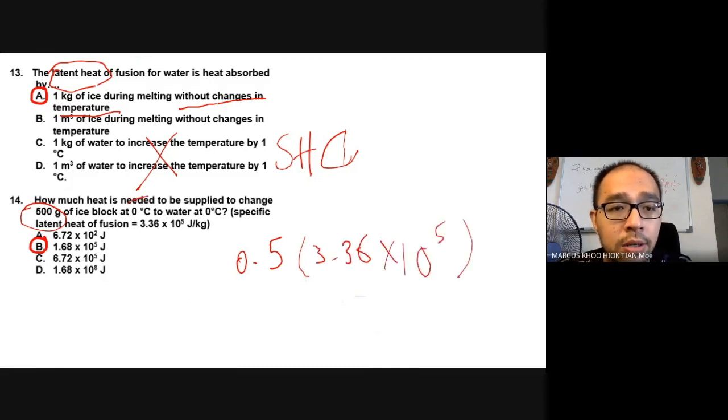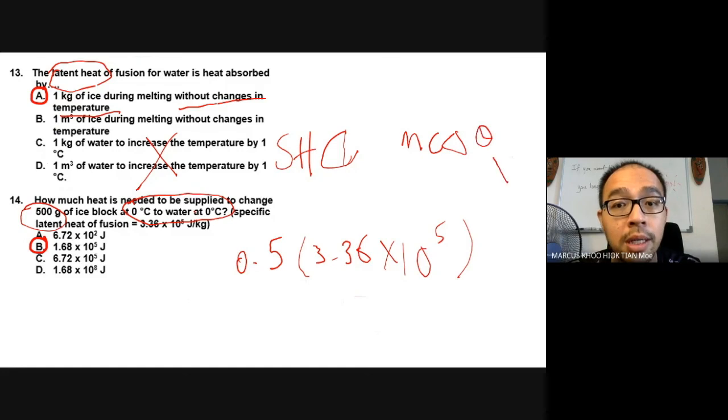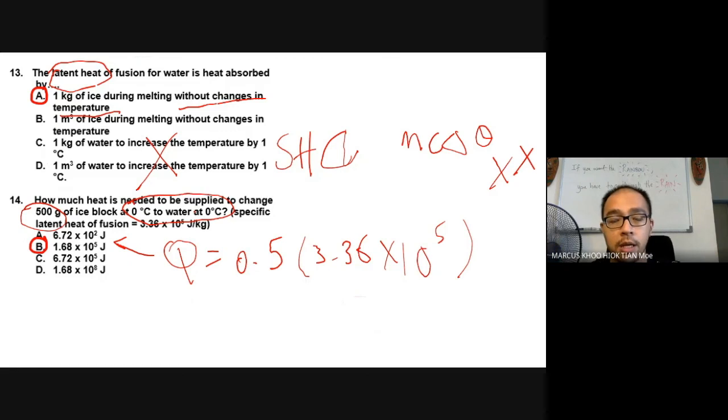Why is there 0 degrees and 0 degrees? It's just to tell you that there is no temperature change. So if there's no temperature change, don't go and use mc delta theta. Totally irrelevant. So the amount of heat is 0.5 times 3.36 times 10 to the power of 5, and you will get this answer. All right, good job, everyone.